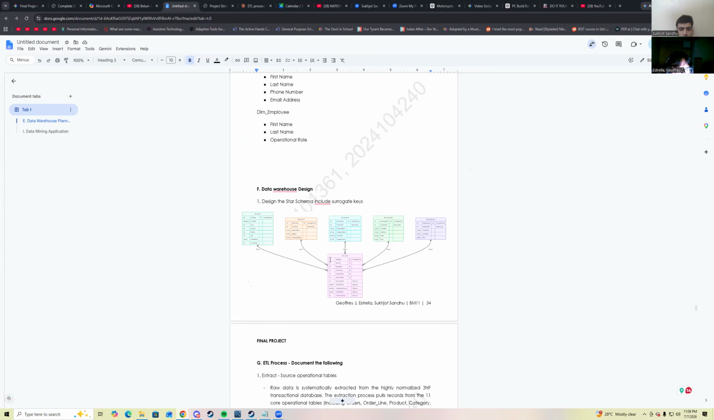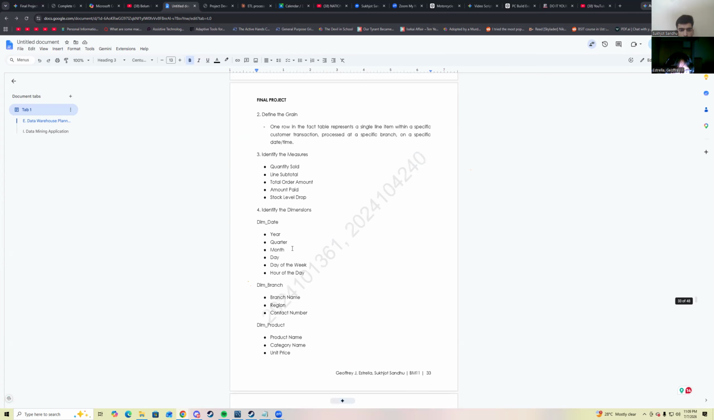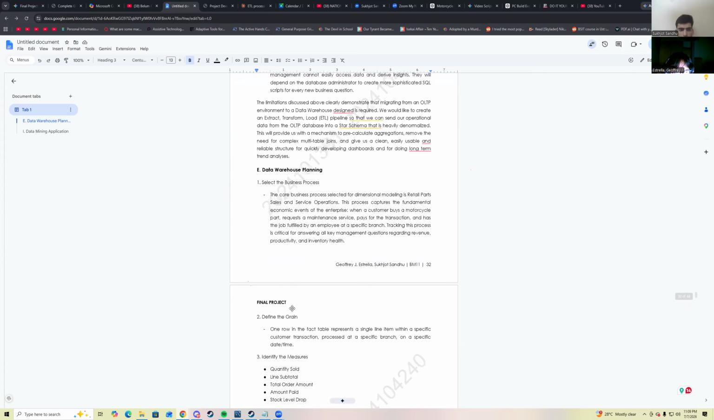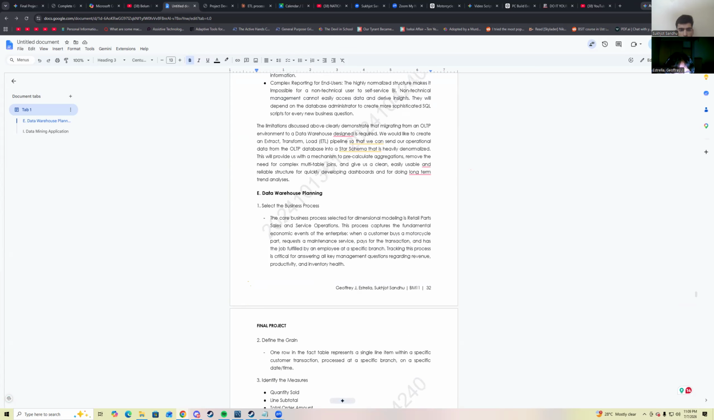And the next section is from the data warehouse planning, from the four dimensions parts.